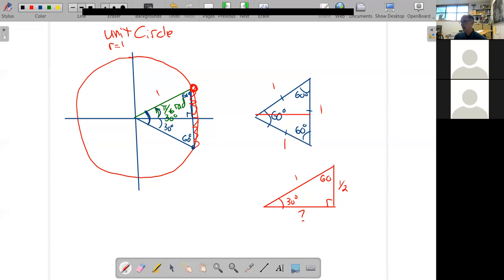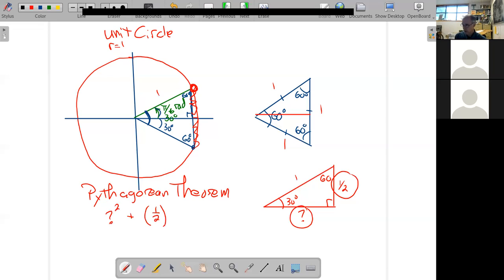How would I find the x value? And if you're thinking Pythagorean theorem, you are correct. Anytime we have a right triangle, Pythagorean theorem can come into play when we have the lengths. The Pythagorean theorem says that if you take the measurements of the legs, square them and add them up, so that means I take my question mark squared plus my 1/2, put it in parentheses, then square it. That has to be equal to the long side, the hypotenuse squared. So now we can find that other missing side.